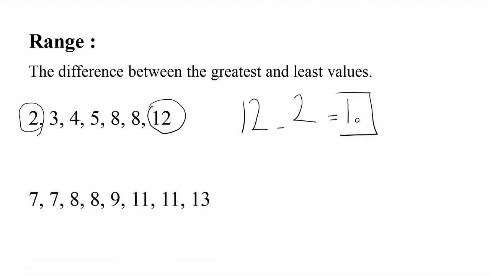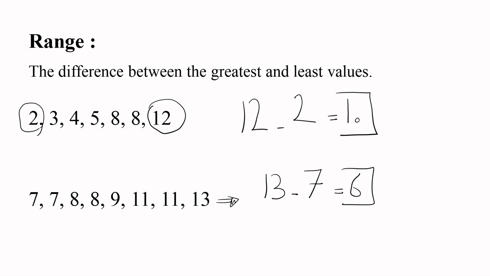Look at this one. This group of numbers is already sorted and I can calculate the range easily. 13 minus 7, highest value minus least value, and I'm going to have 6, which is the range.